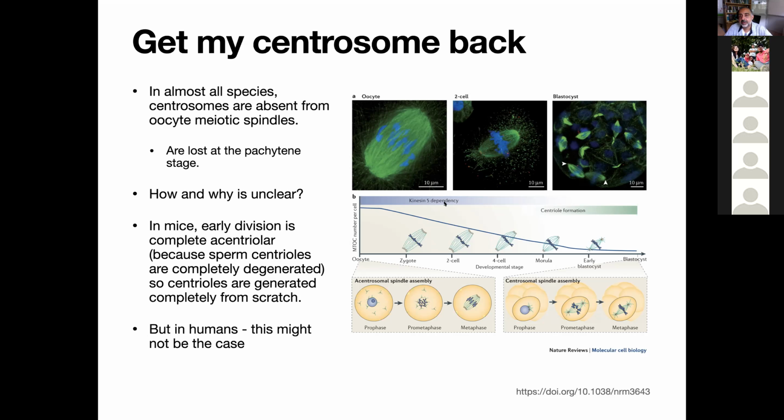You get some centriole that is brought in with the sperm, and it could be acting as a template for subsequent centrioles. Early in development, after fertilization, the division is fairly acentriolar, but as development proceeds, you start getting the centrioles back. So centriolar centrosomes come back.